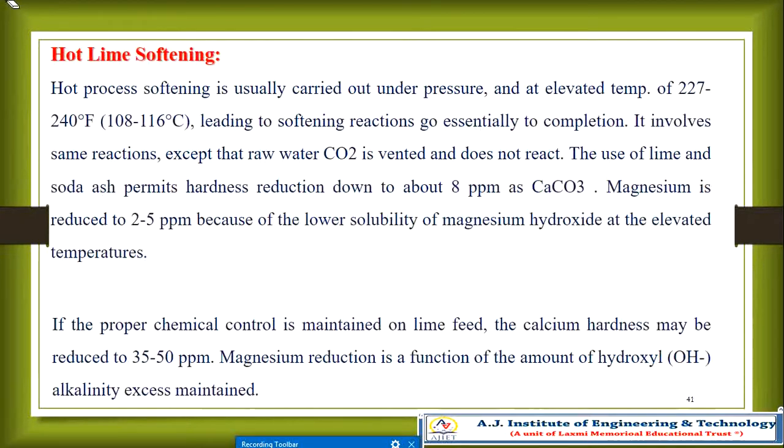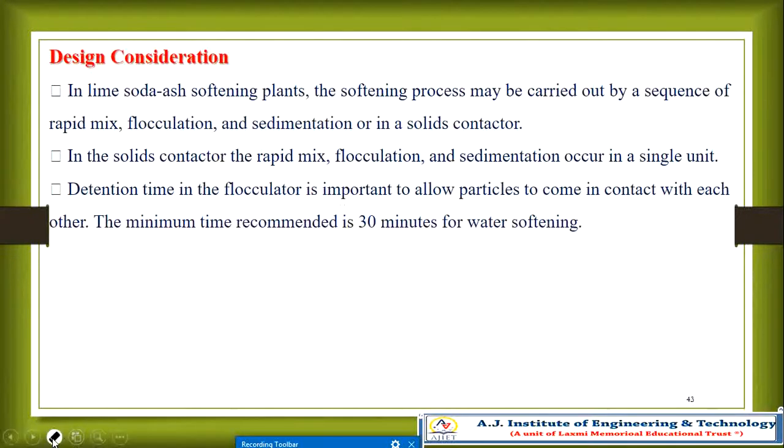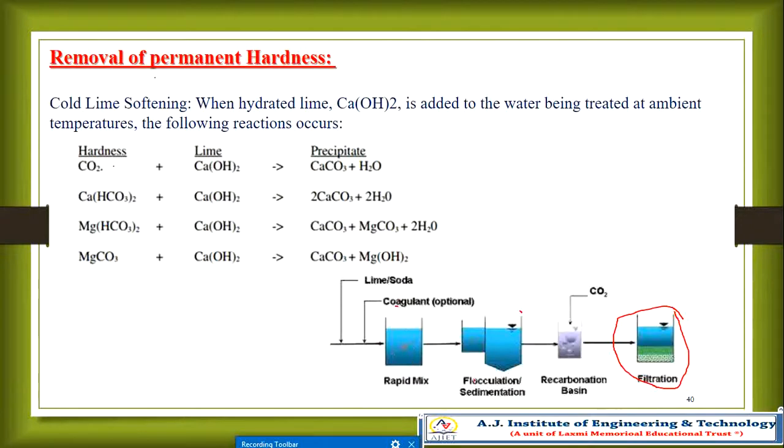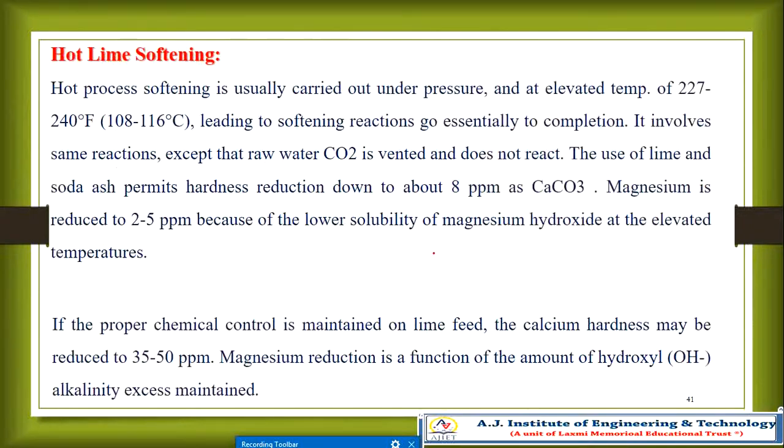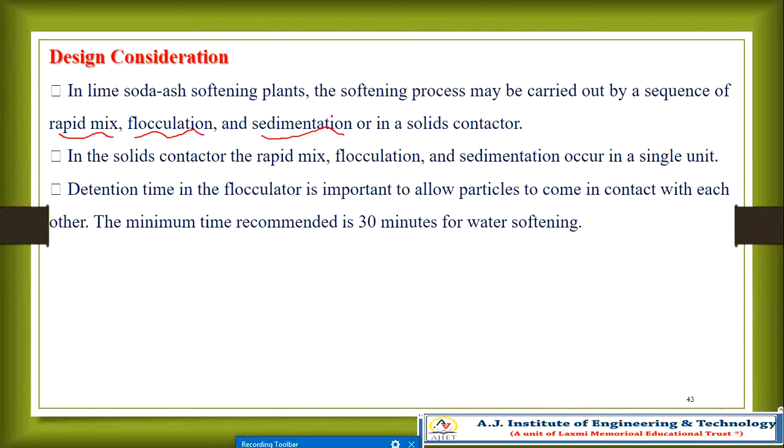So if we concentrate on the design consideration of the lime soda ash softening plants, the softening process may be carried out by a sequence of rapid mixing, flocculation and sedimentation, or in a solids contactor. In the figure you can see rapid mixing, flocculation, sedimentation, recarbonation and filtration. In the solids contactor, rapid mix, flocculation and sedimentation occur in a single unit.